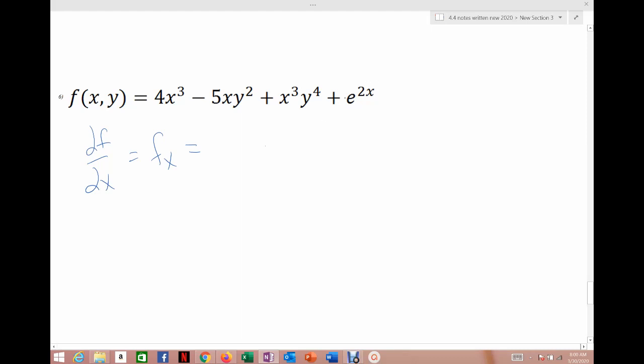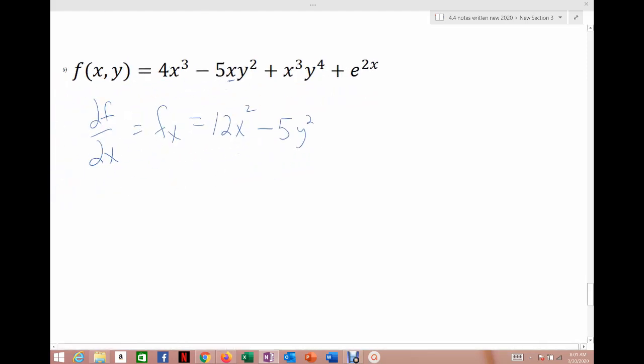This one will require the chain rule, right? e to the 2x requires my chain rule because there's a 2 inside with the x. 4x cubed, well, that's just power rule, 12x squared, minus the 5 is a constant multiplier, it comes along. The y squared behaves just like the 5. It's a constant multiplier. It comes along. I'm taking the derivative of just x. Well, the derivative of just x is 1. And this time I'm going to leave it off. It'd be times 1. So again, I'm going to leave just the 5y squared.